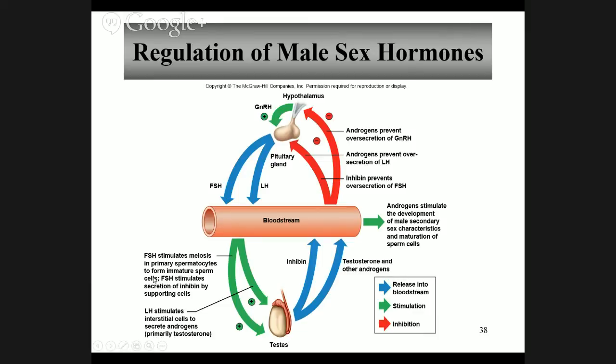The FSH stimulates meiosis in primary spermatocytes. The FSH stimulates secretion of inhibin by supporting cells. The luteinizing hormone stimulates interstitial cells to secrete androgens. And then the testes produce inhibin and testosterone, which are released in the bloodstream. And then androgens in the bloodstream stimulate the development of male secondary sex characteristics. The androgens prevent oversecretion of GnRH and luteinizing hormone and follicle stimulating hormone.